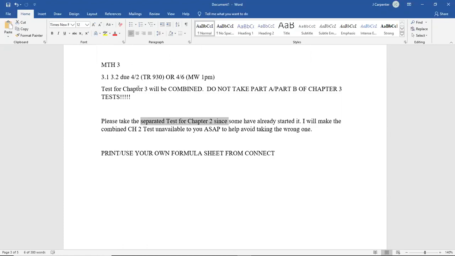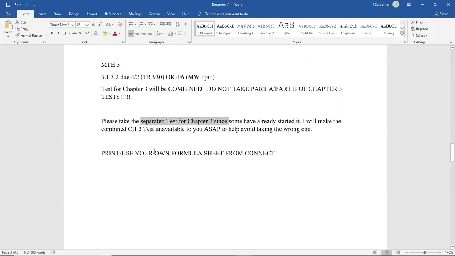It would have been nice if they had made that combined test for everybody a little earlier, but we're in a unique situation right here. Everybody's doing 10 million things at once. So since we had already kind of gotten to that, we're just going to, again, take the split Chapter 2 test, combined Chapter 3 test.